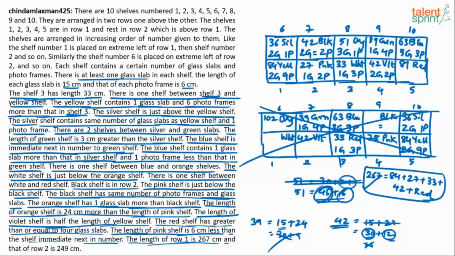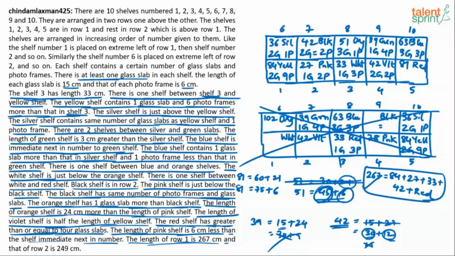So what do we know about red? The one thing that we know about red is it has at least 4 glass slabs, right? The red shelf has greater than or equal to 4 glass slabs, meaning at least 4. So 81 should be taken as 60 plus 21 or 75 plus 6. We know that red is 81 and also that red has at least 4 glass slabs, meaning minimum 60. It cannot be 90 plus anything, right? Because if you take 6 glass slabs, it becomes 90.